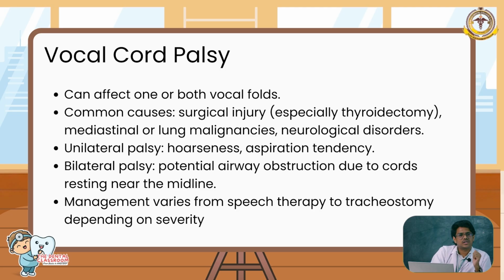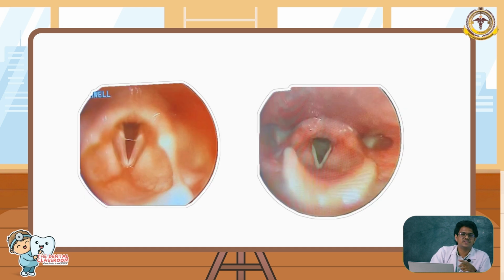Now coming to vocal cord palsy, the common causes as already discussed, unilateral palsy, bilateral palsy, and these are the positions. Whenever the vocal cord is injured, it will attain certain positions. The most common position is the paramedian position. In the first picture you can see the normal position, and in the second picture you can see the paramedian position attained on the left side because of one-sided injury.